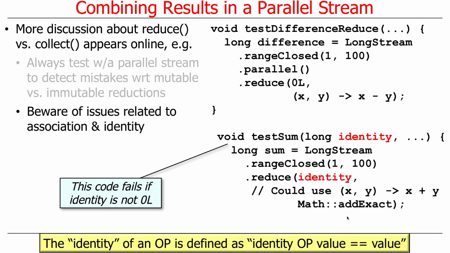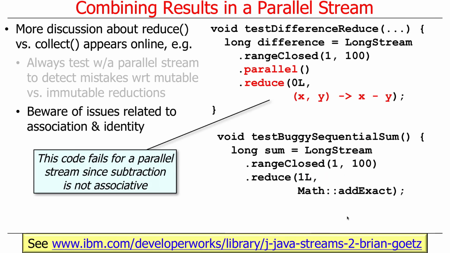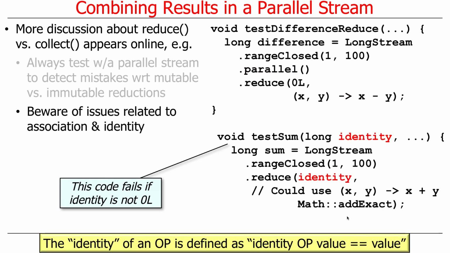Let's talk about identity. The second problem we have here is related to identity. The identity of an operation is defined as identity op value equals value. It should also be the case that value op identity equals value, right? So either way you do it, you should end up with the same result. That's why subtraction doesn't quite work for this, because it's not the same if you do it in different orders. If you give the wrong identity value here, you're going to get incorrect results. And if you run the test again, you'll see that.